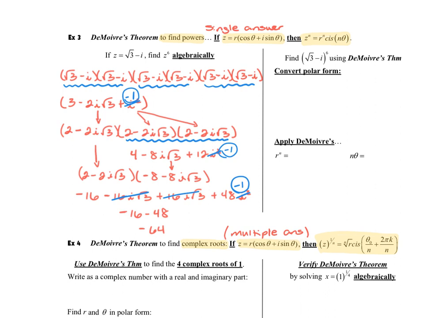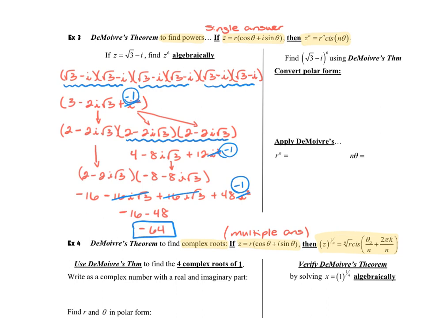So I have negative 16 minus 48. So my final answer is negative 64. We did all that work just to get to that negative 64. Now, I think you would all admit that this is a lot of work, and there are tons of places in there that we could have made a mistake.